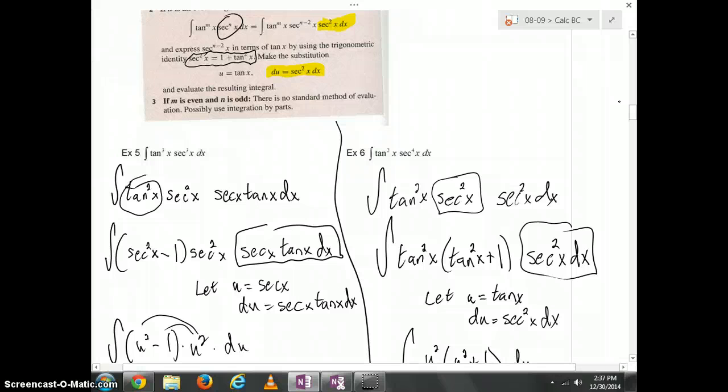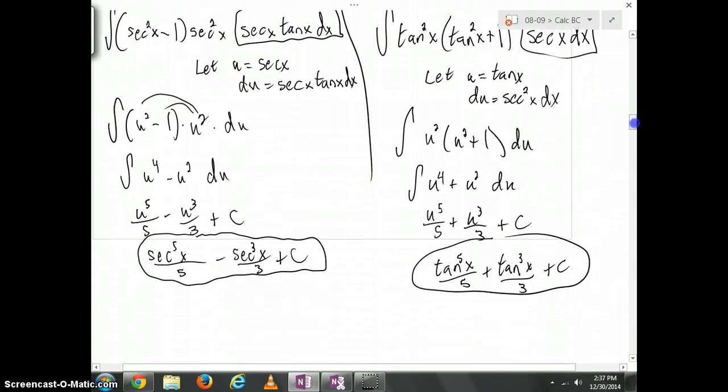The third part of the box is really saying, what if tangent is raised to an even power and simultaneously secant is odd? There's no standard method to doing that. You might be able to try that by integration by parts. Well, that's it for the lesson. Hope this is going well.